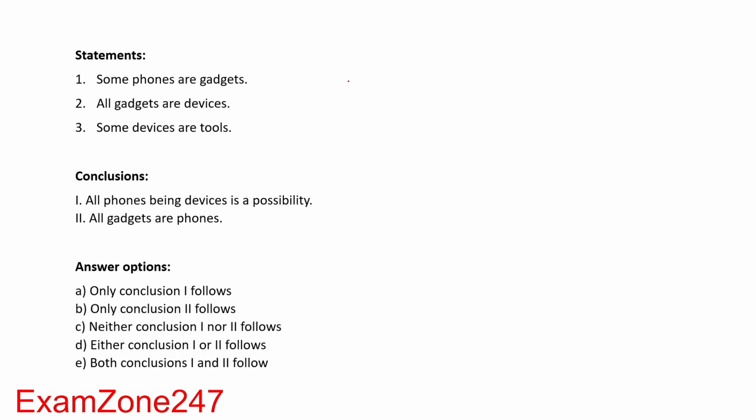Some phones are gadgets. So there are some phones. They are telling that some of the phones are gadgets. The next is all gadgets are devices. All the gadgets are devices. Some devices are tools. I hope everybody drew the same diagram and there is no doubt.